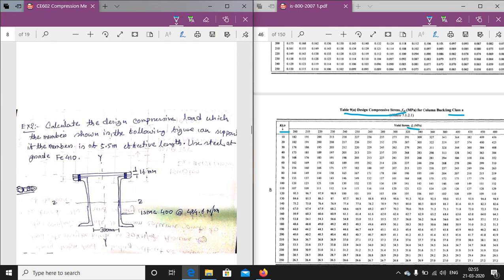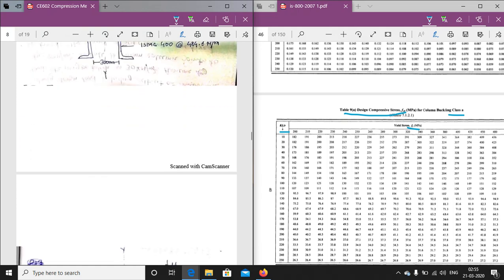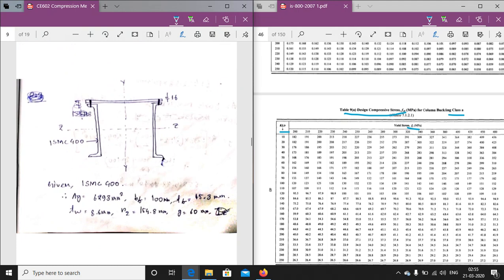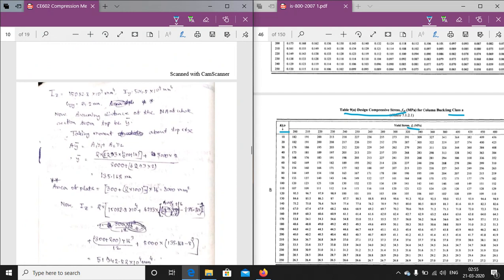Calculate the design compressive load of the member shown here. So here the important thing is, this thing we know, but here is another part. So the CG distance will change. So first we have to determine, so this is the ISMC 400. So for ISMC 400 all the properties are written here. So for ISMC 400 Iz and Iy we know for the channel section.